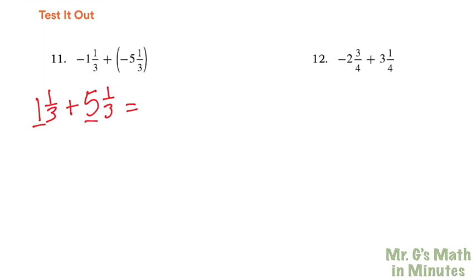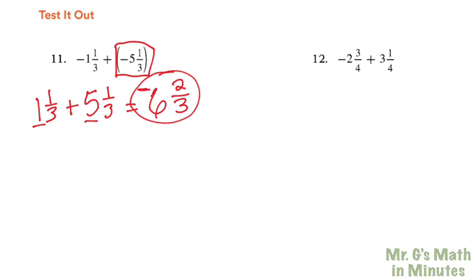So with the whole numbers, 1 plus 5 is going to be 6. And then 1/3 plus 1/3 is going to be 2/3. So that's me adding them together. Then I got to go back and look at the problem. What's the bigger number here? The 5, it's negative. So my answer is going to be negative 6 2/3.